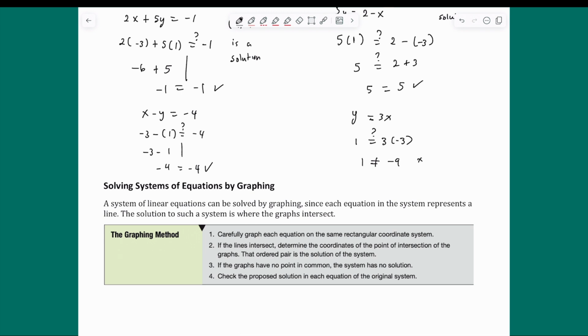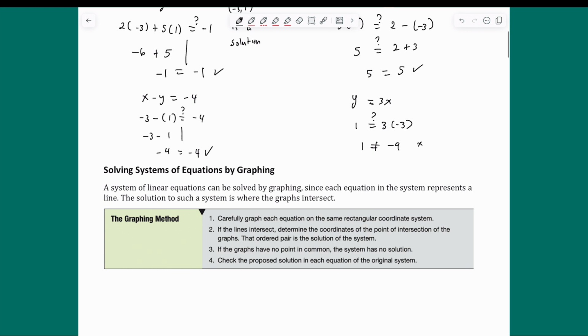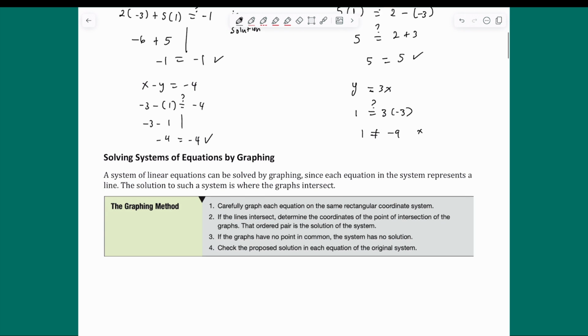You can follow these steps if you want. Step 1, carefully graph each equation on the same rectangular coordinate system. Step 2, if the lines intersect, determine the coordinates of the point of intersection of the graphs. That ordered pair is the solution of the system. If the graphs have no point in common, the system has no solution. And step 4, check the proposed solution in each equation of the original system.